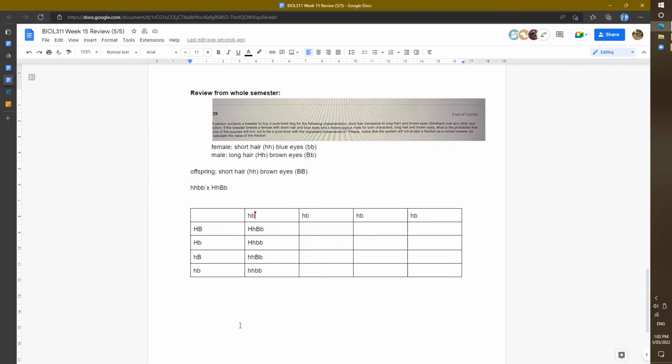And so then you just have to find out what the probability is of getting, what do we want? A purebred with short hair and brown eyes. So what phenotype is that?